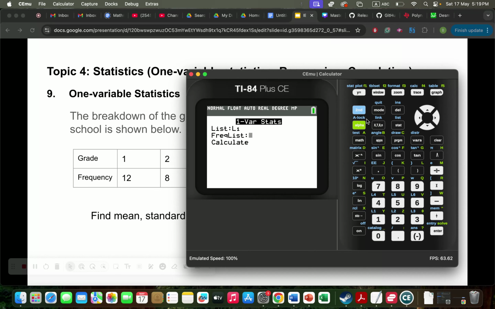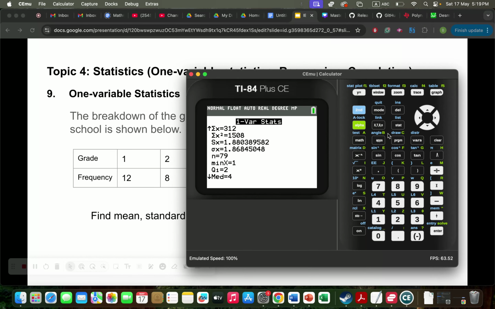Okay, to get to L2, all you need to do is press second and press 2, and that way you get L2 here. Then you press calculate. Then you press enter. Then it should give you all the numbers that you want. The first one, which is x bar, the one with a little line on top of x, is the mean, which is 3.95 if you round it to 3 significant figures.